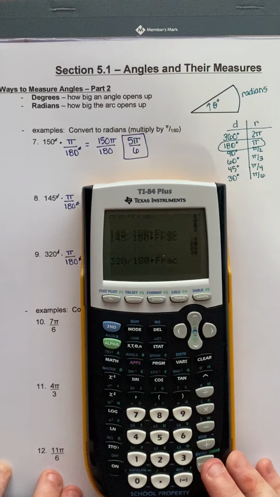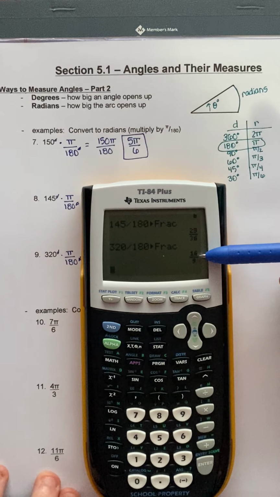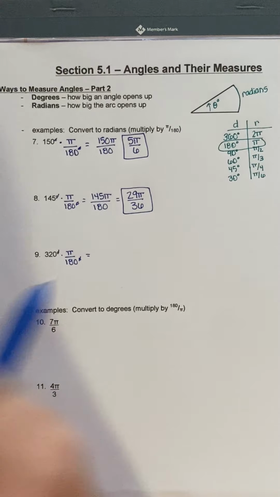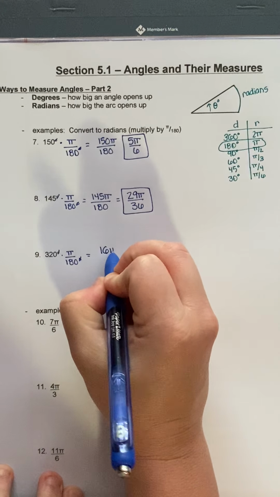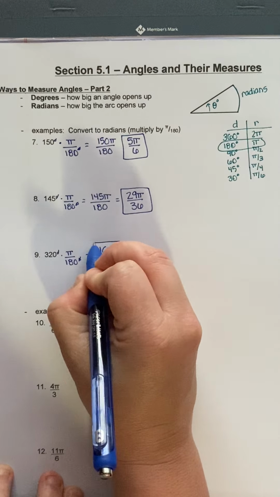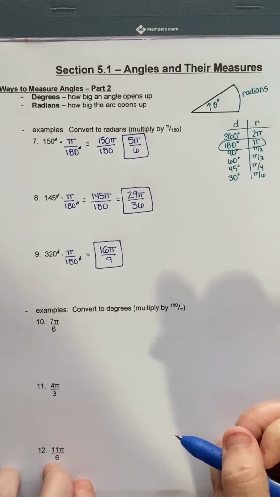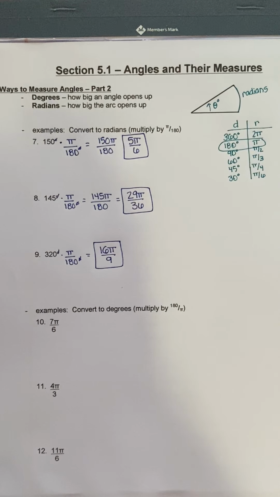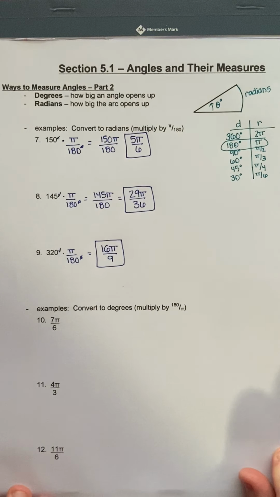So I've got 320 divided by 180. I'm going to change this to a fraction. It's kind of hard to see right here, but this gives me 16 over 9. So this right here reduces to 16 pi over 9. So whenever you're doing radians, it should always have a pi in the numerator. All right, so that's converting to radians. Now let's come down here and let's look at converting back to degrees.